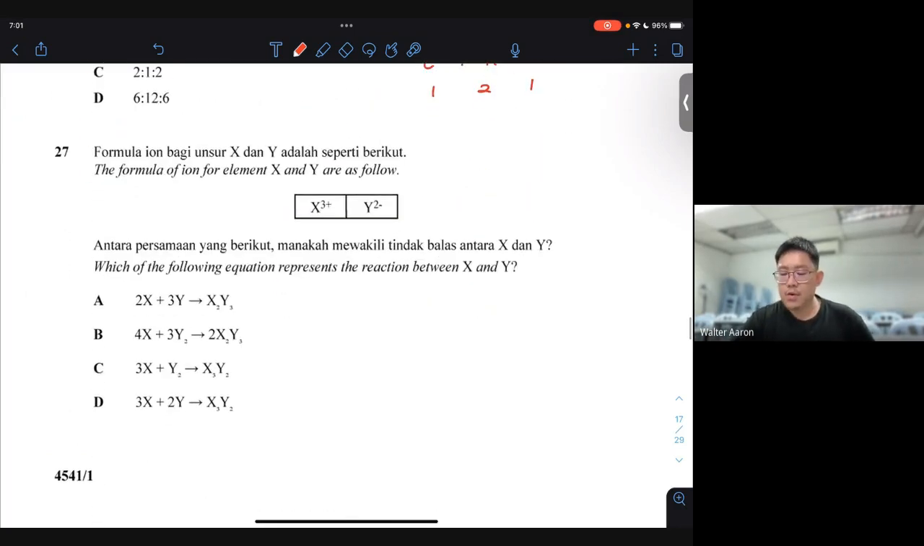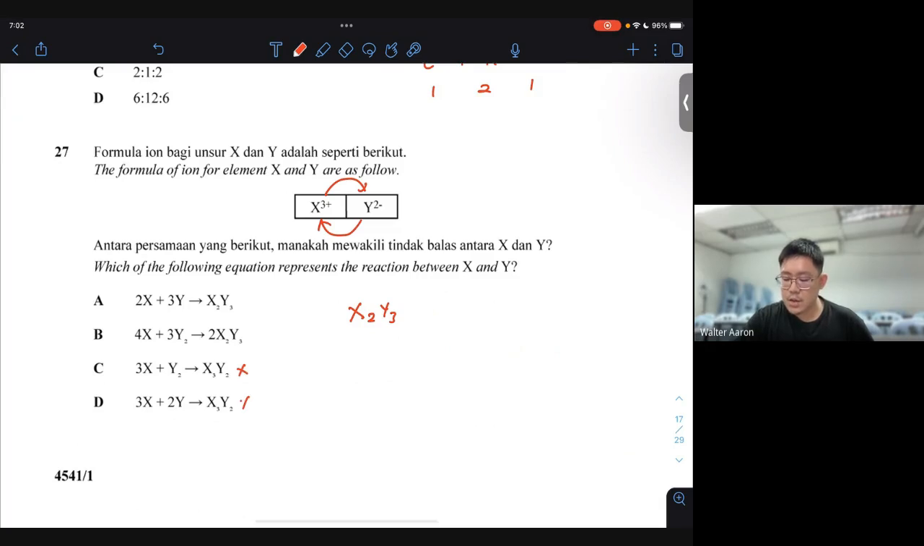27, the formula of ion for element X and Y are shown as follows. So you can see that X is 3 plus while Y is 2 minus, okay? So if X is 3 plus and Y is 2 minus, the compound that will be formed is very easy. You just cross the number, okay? 3 give to Y and 2 give to X. So the formula of the compound will be X2Y3 technically, all right?